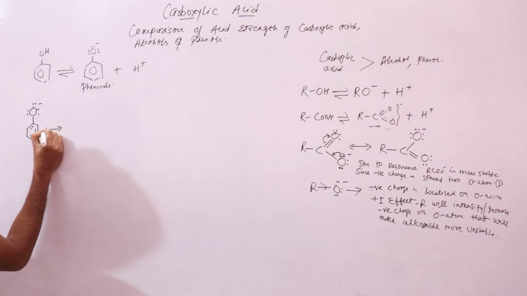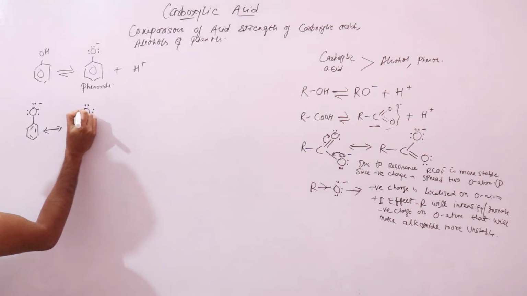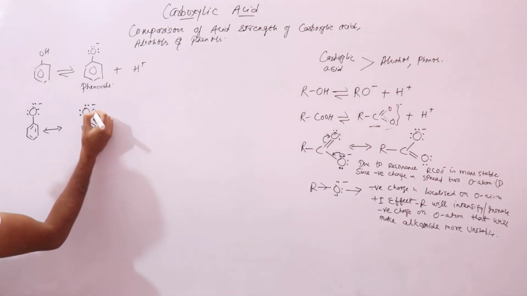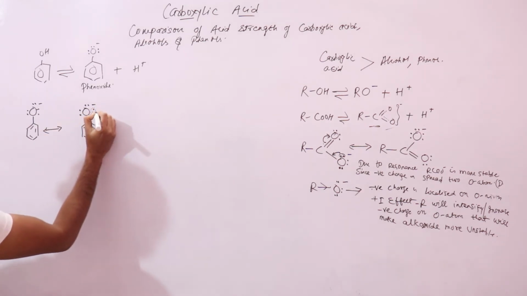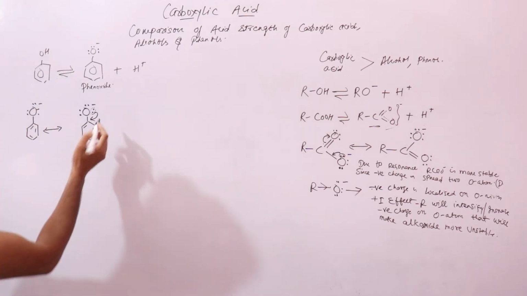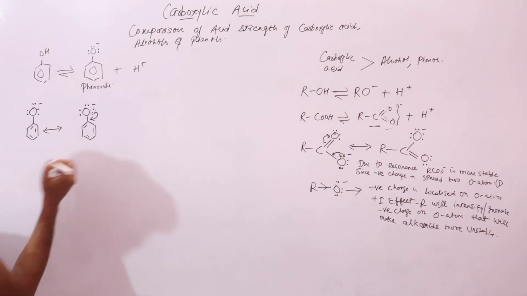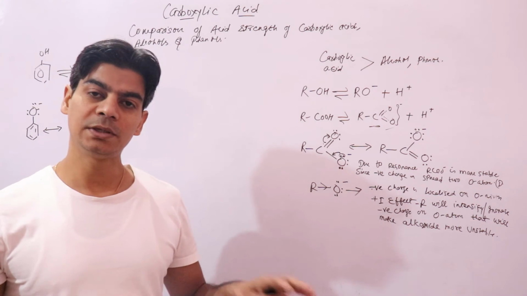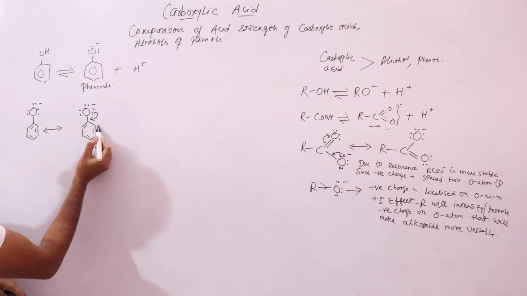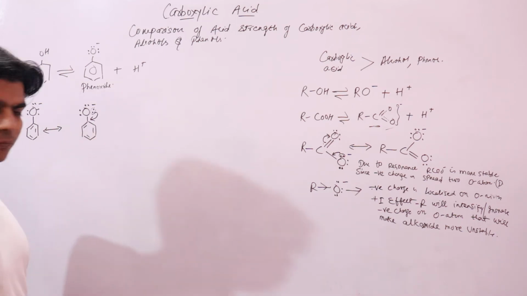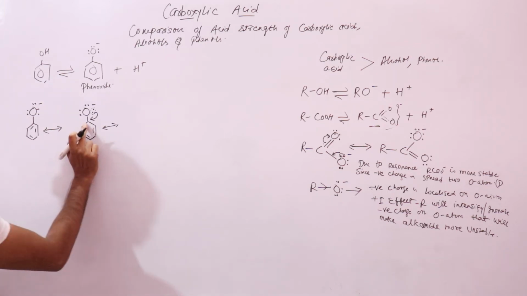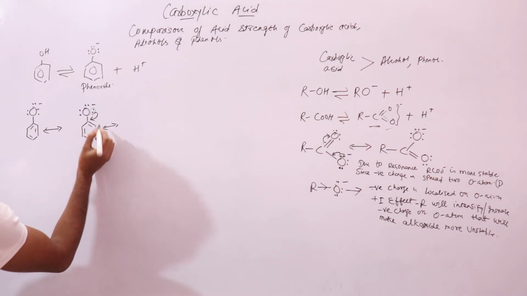Now this lone pair of electrons on the oxygen atom will move, will enter into the benzene ring, due to which phenoxide ion is in resonance. This lone pair will move into this benzene ring and will make these ortho and para positions more electron rich. Via resonance, it will increase the electron density at the ortho and para sites. We have done this in phenols. Let's look at the other structure. Let's draw it. Now when this moves, it will move here.